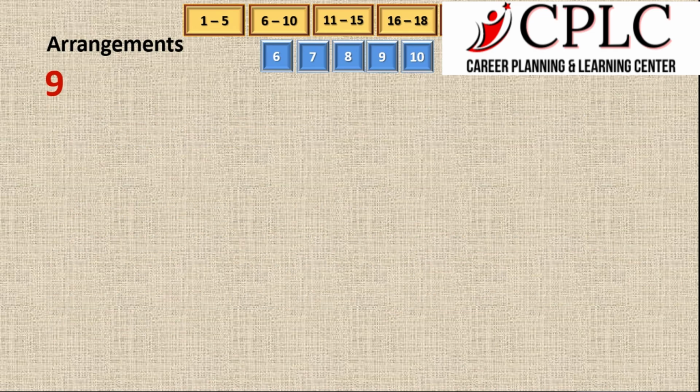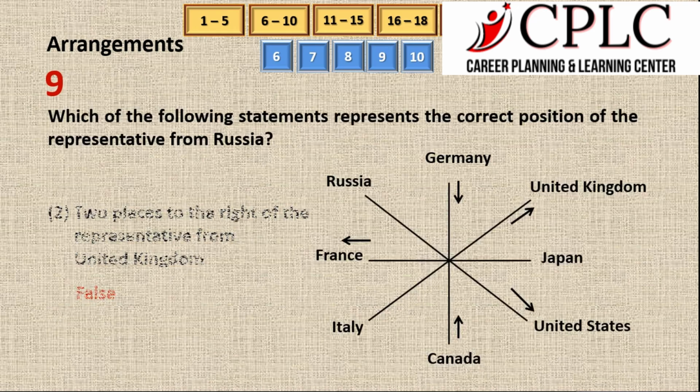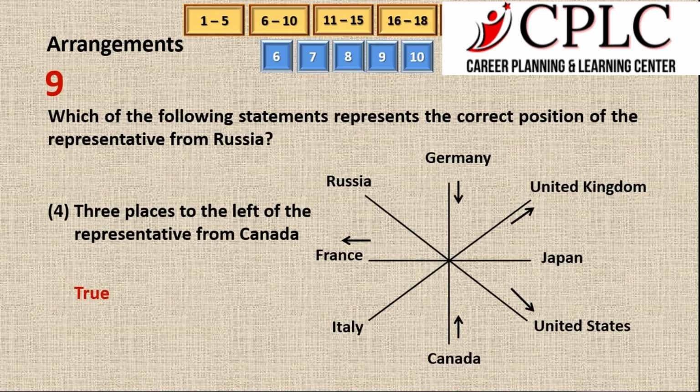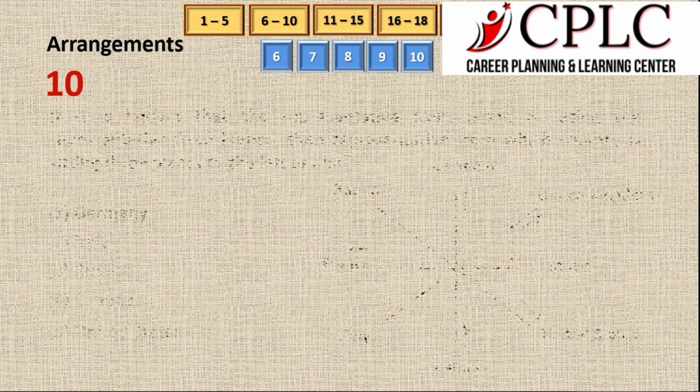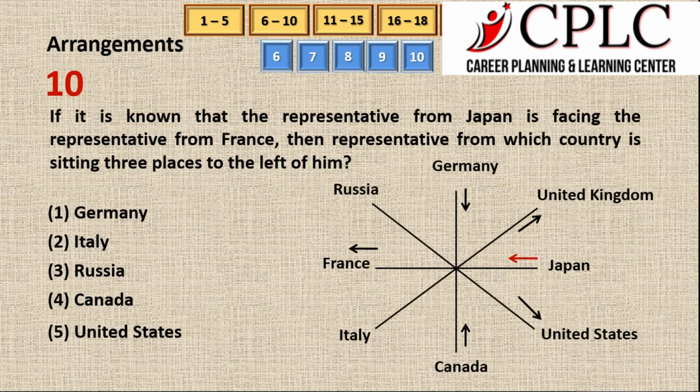Ninth one, correct position of representative of Russia. We'll have to go option wise, which turns out to be option 4. That is 3 places to the left of Canada. And 10th one, look at the data. If it is known that the representative of Japan is facing the representative of France, earlier we did not know whether he was doing that or not, but because explicitly it is mentioned in this question, we know that Japan wala is facing inside. Then representative of which country is sitting 3 places to the left of him? So 3 places to the left of him will be clockwise direction, that is Italy, that is option 2. So this is how you get this one.